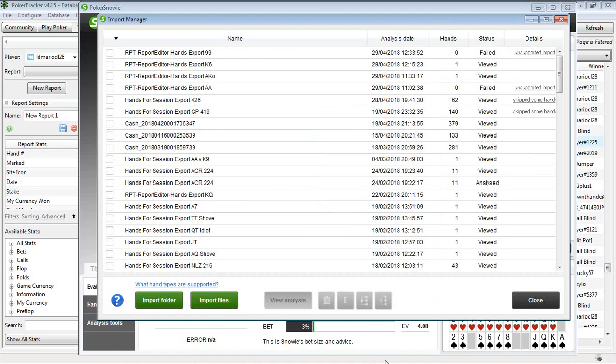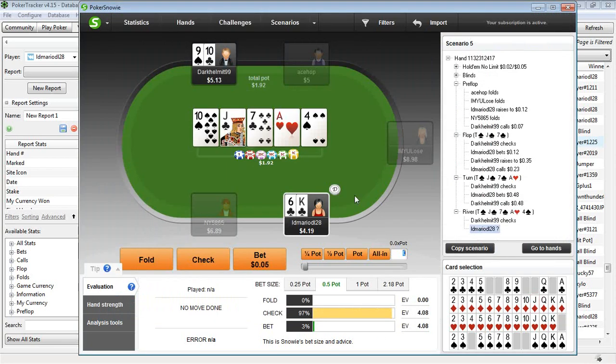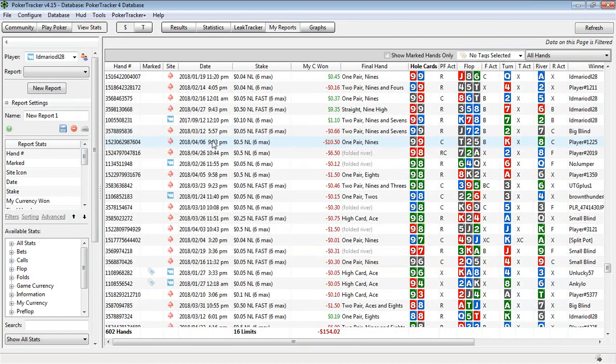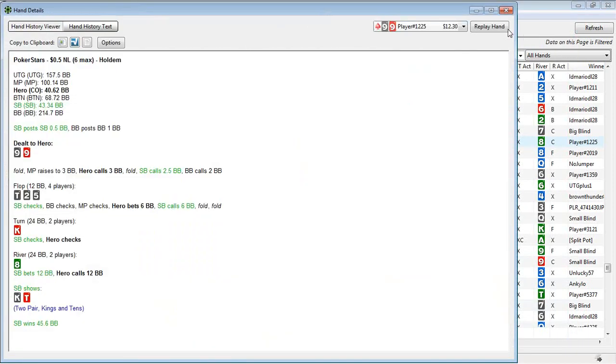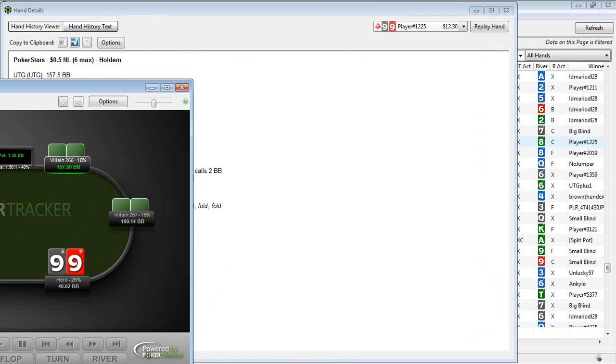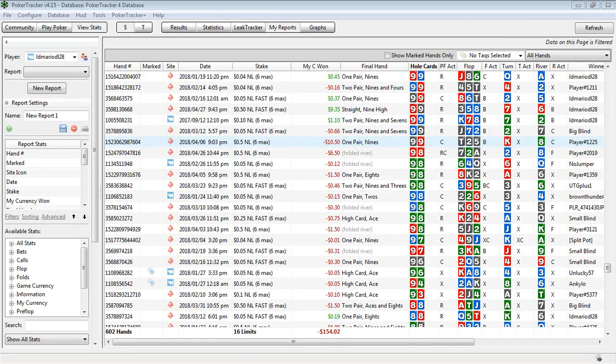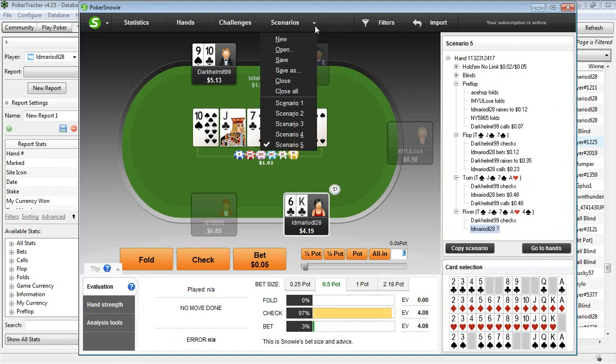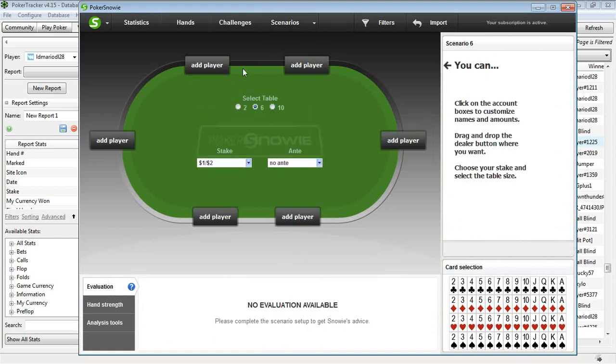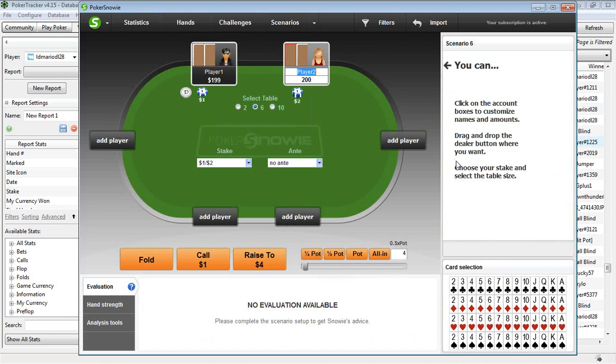Nope, did not work. Let's just throw up a quick scenario real quick. I don't know why sometimes it works and sometimes it doesn't. Stack sizes are relevant here.